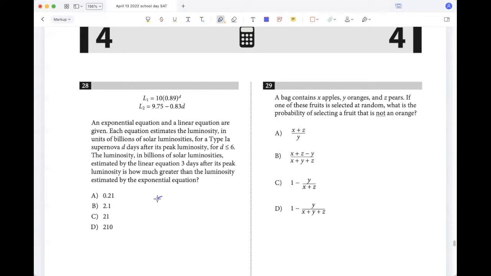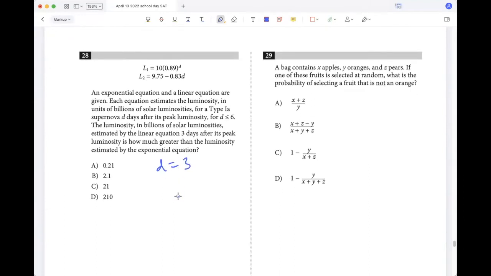Okay, so basically d is 3. So then L1 would be 10 times 0.89 to the power 3. So let's plug that in. It is 0.89 to the power 3, and that multiplied by 10. So that's almost 7. Let's just be more exact, 7.05.